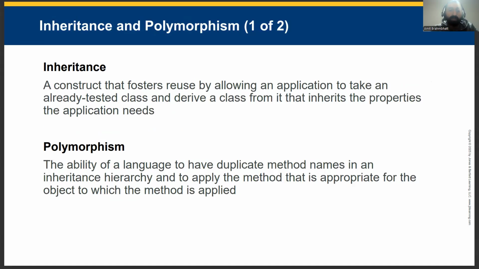Inheritance and polymorphism. Inheritance enables reuse by allowing new classes to extend old ones. Polymorphism supports duplicate method names across classes while selecting the correct behavior based on the object. Together, these features make OOP systems flexible and powerful.